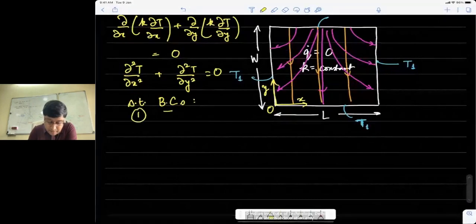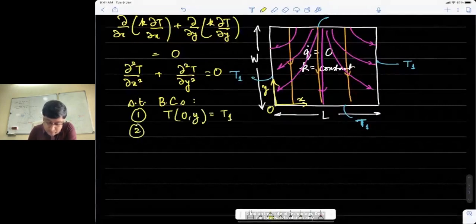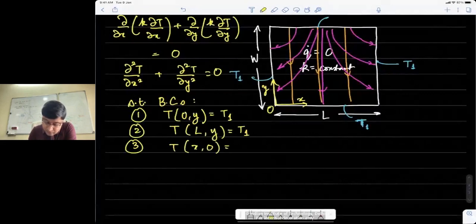We have T at, let's say, x=0 for all y to be T1, T at x=L for all y is also T1. We have T for all x at y=0 to be T1, and then finally T for all x at y equal to W to be T2.